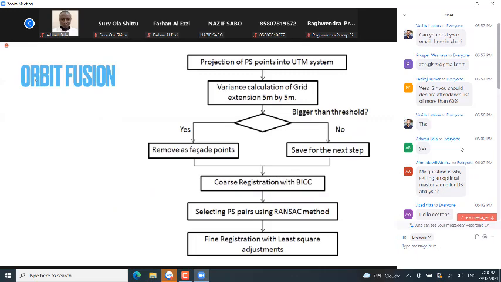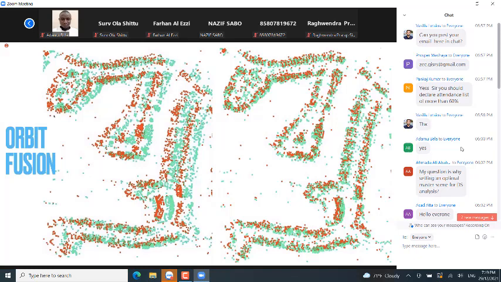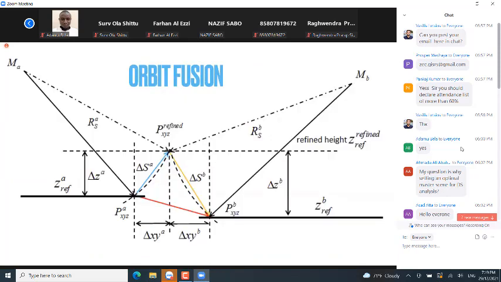Let me show you what that means. In the left example, you see the red points are from one orbit, ascending or descending, I don't know which one, and the green are from the other direction. And they are shifted, right? They're shifted between each other. That is because if they don't have the same reference point in the end, we have a different height estimation.